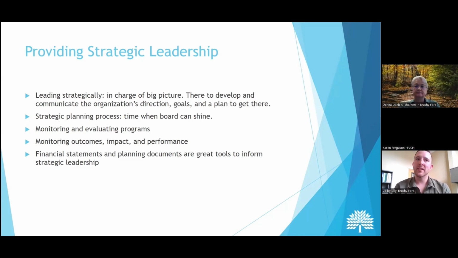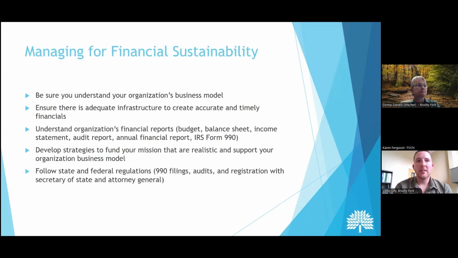The board also monitors and evaluates programs in order to sustain the organization's viability. The board also monitors outcomes, impact, and performance, and holds responsibility to serve as an ambassador by communicating these to stakeholders as appropriate or required. And lastly, the board approves financial statements and planning documents, which are great tools to further develop and inform strategic leadership. As a final collective role or responsibility of the board, let's take a look at managing for financial sustainability.